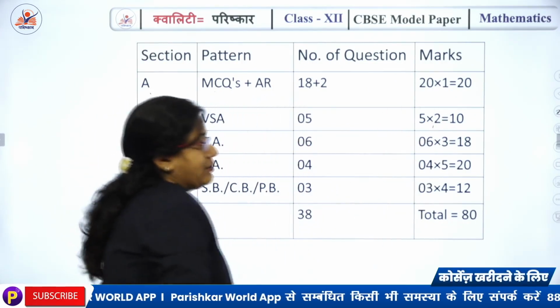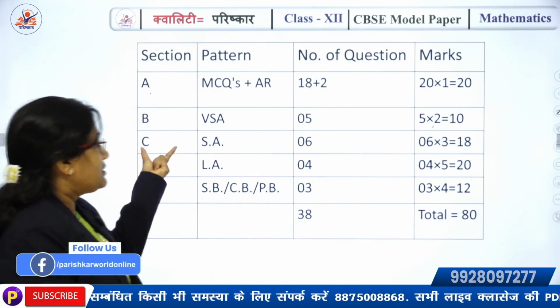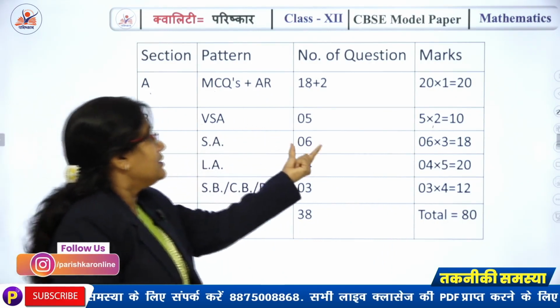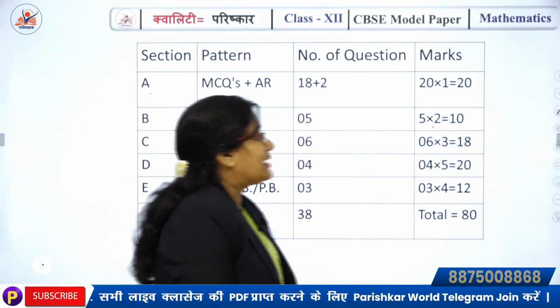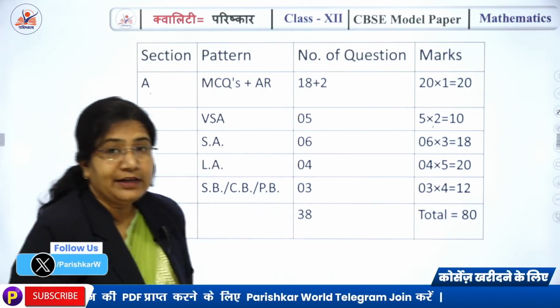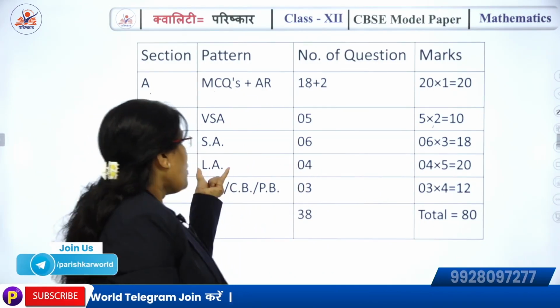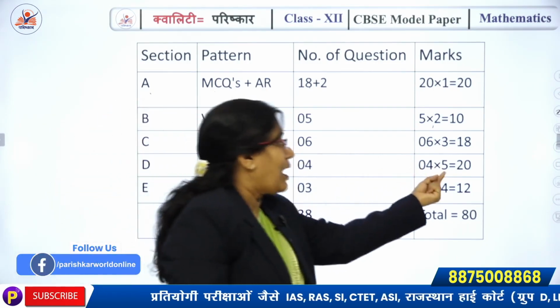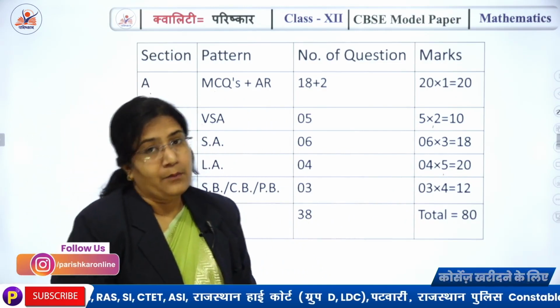That means 10 marks. We have the third section, section C. Section C contains 6 short answer type questions of 3 marks each. That means section C contains a total of 18 marks. Section D has 4 long answer type questions of 5 marks each. That means section D contains a total of 20 marks.